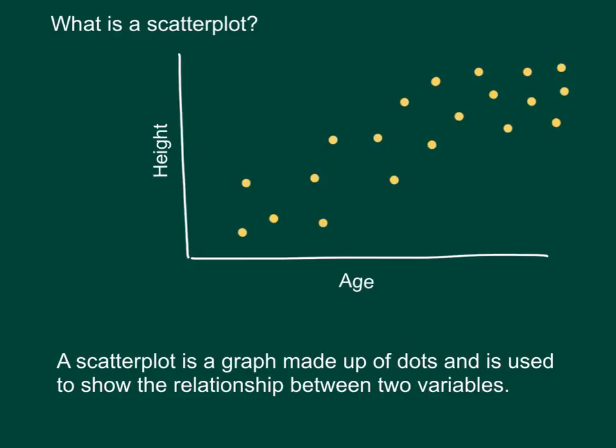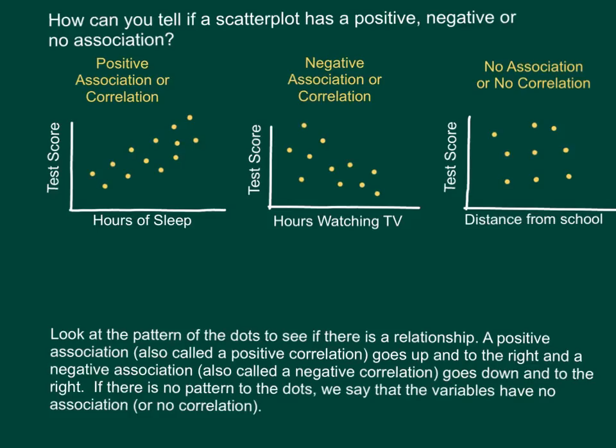A scatterplot is simply a graph made up of dots. It's used to show the relationship between two variables. Look at the pattern of your dots to see if there's a relationship.